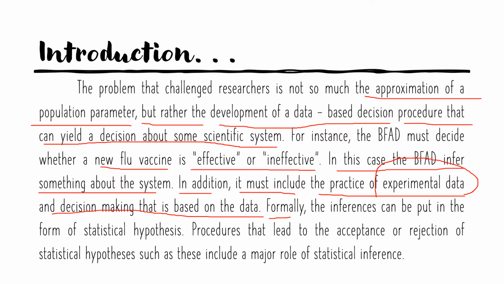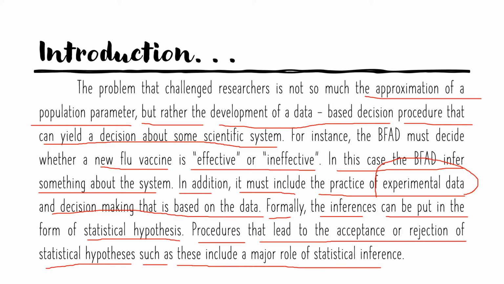Formally, the inferences can be put in the form of a statistical hypothesis. That's why we need to deal with testing our hypothesis. And then we apply the appropriate test statistic for this experiment, for us to have a basis in making our conclusion. Procedures that lead to the acceptance or rejection of statistical hypotheses, such as these, play a major role in statistical inference.